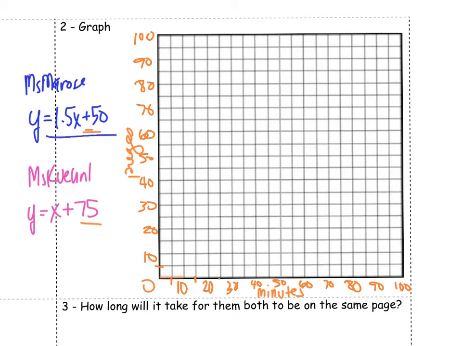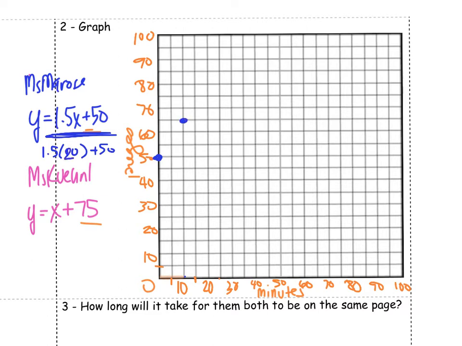So looking at Miss Morose's equation, I know she's starting at page 50, so at 0 minutes, she's at page 50. And then I want to figure out how far she is after 10 minutes. So 1.5 times 10 plus 50. Well, 1.5 times 10 is 15, plus 50 is 65. So after 10 minutes, she's at page 65.